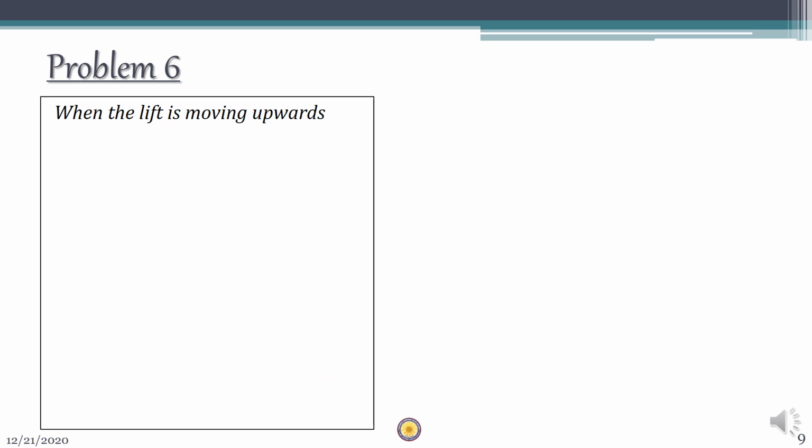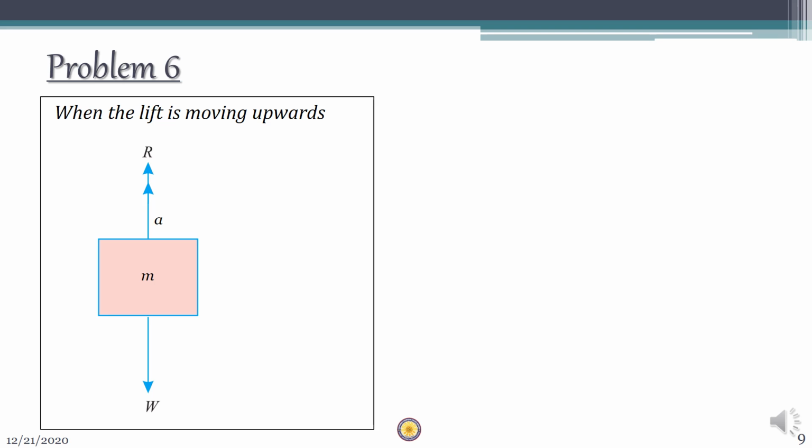Let's see a practical example. One of the most commonly experienced things is motion in a lift. When a person is moving in a lift, or the lift as such is moving upward, we will experience more weight. So let's see how it is. Let's say the total mass of the lift is m, and it's moving upward with an acceleration of a.